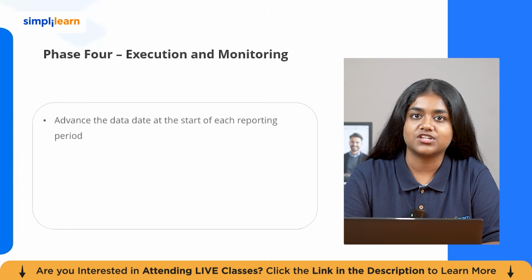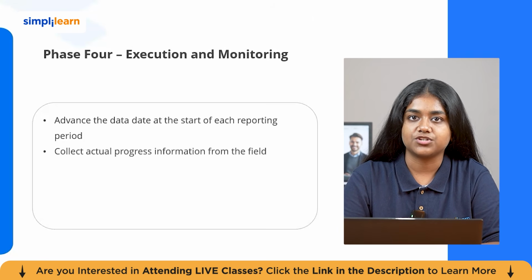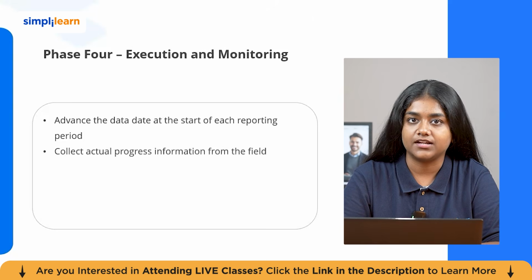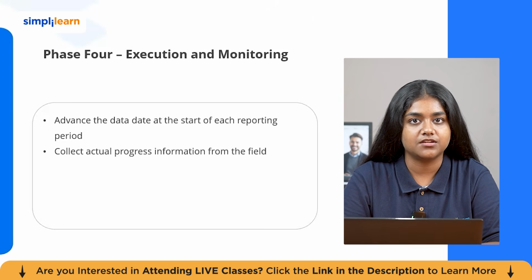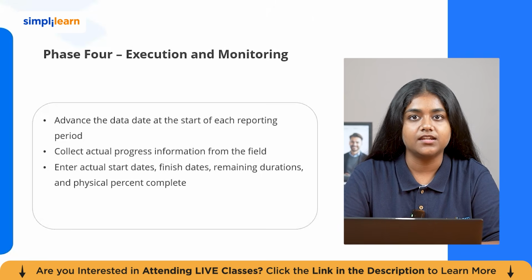Phase 4 is execution and monitoring. At the start of each reporting period, you advance the data date. Then you collect actual progress information from the field, including the actual start dates, actual finish dates, remaining durations, and physical percent complete. After entering information into P6, you reschedule the project and compare the updated schedule against the baseline to see whether the project is on track, ahead, or behind.